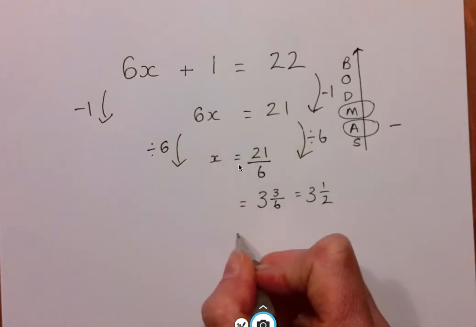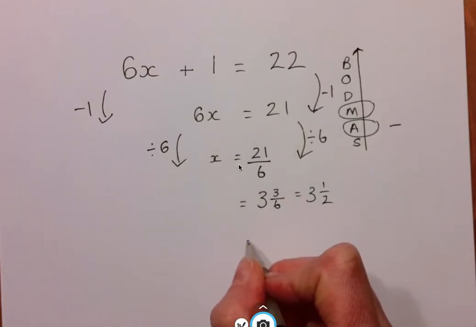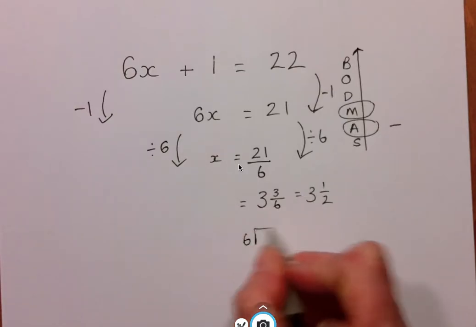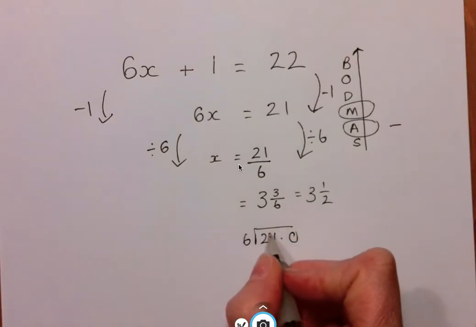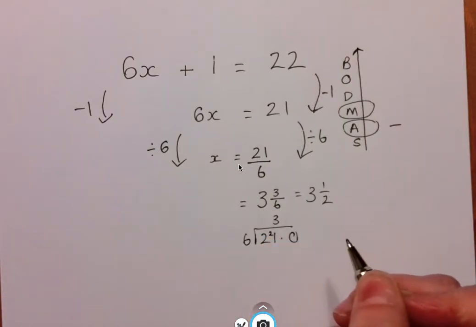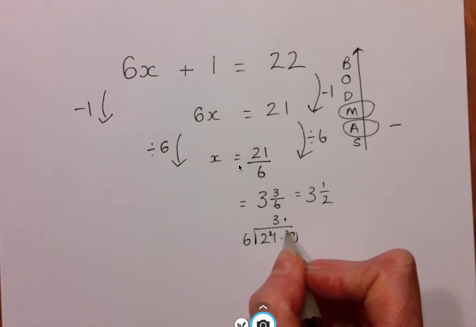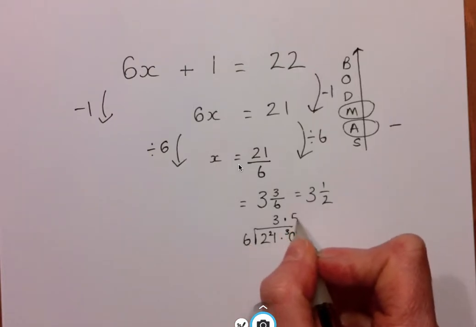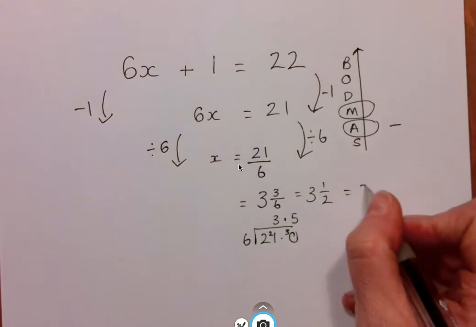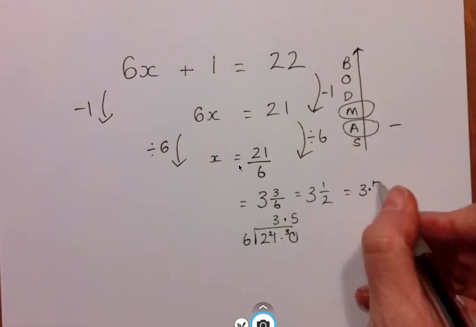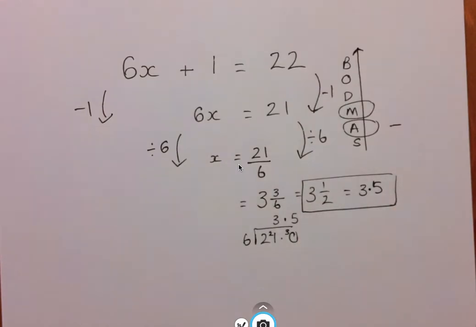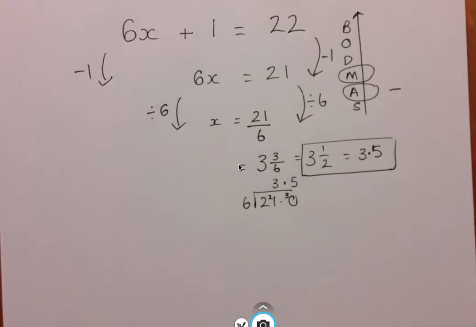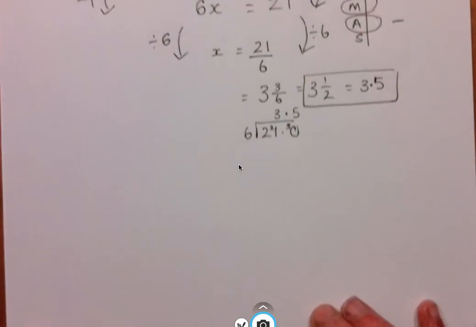Or if you were to do your bus stop method, you've got 6 into 21, put a point 0. 6 into 2 doesn't go, 6 into 21 goes 3 times, and there are 3 left over, and then 6 into 30 goes 5 times. So 3 and a half or 3.5 is the best way to write your answer. Right, one more, and actually maybe 2 more, okay?